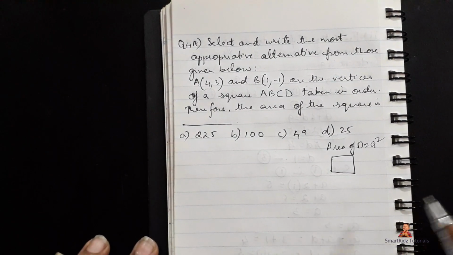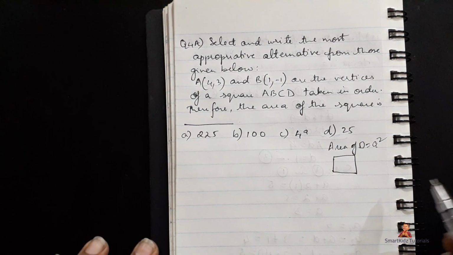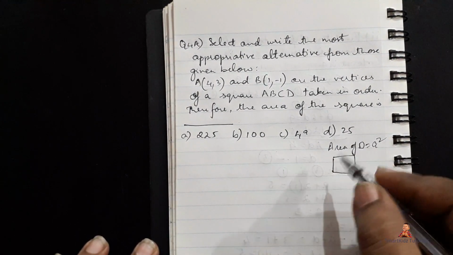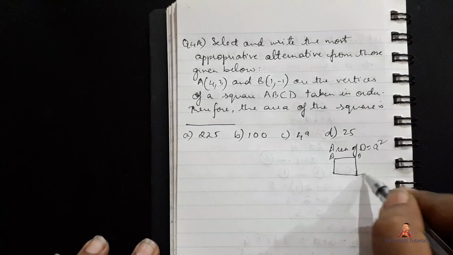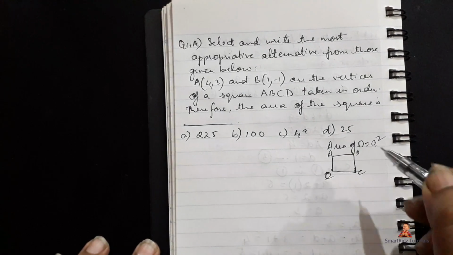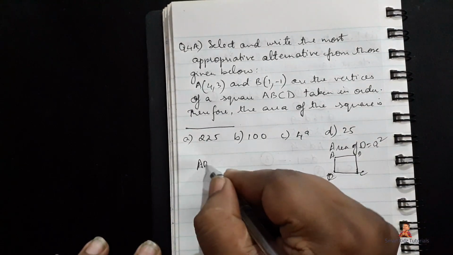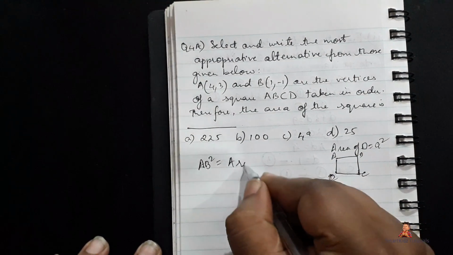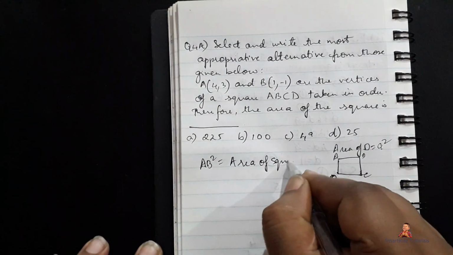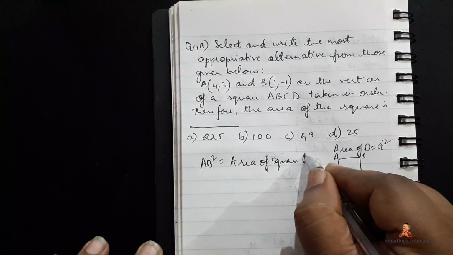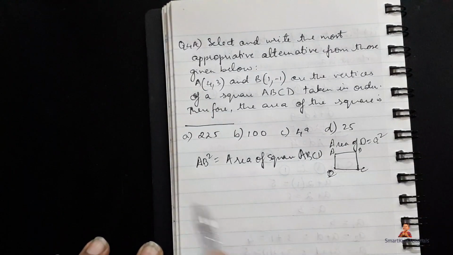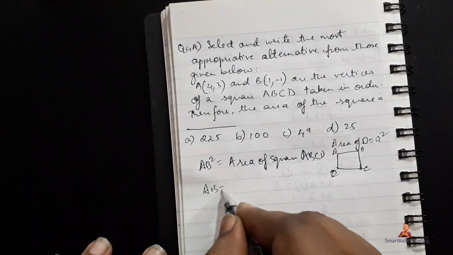Okay, so that's all that we need to do over here. If this is A, B, C, D, then side AB square should give us the area of the square that we need, that is ABCD. So AB is given by square root.